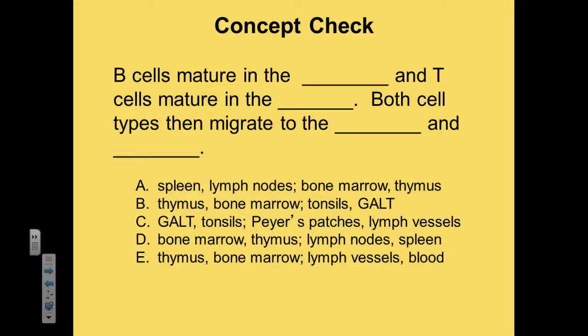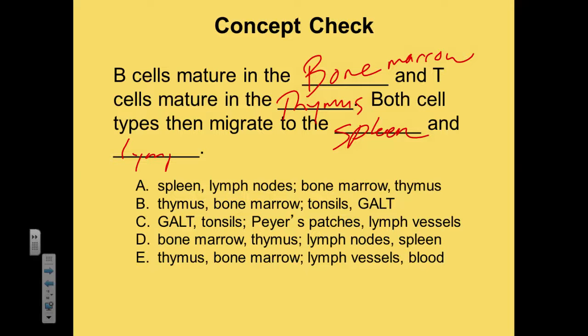Okay. B cells mature in the bone marrow. T cells mature in the thymus. And then both will migrate to the spleen or our lymph nodes. So our correct answer is D.